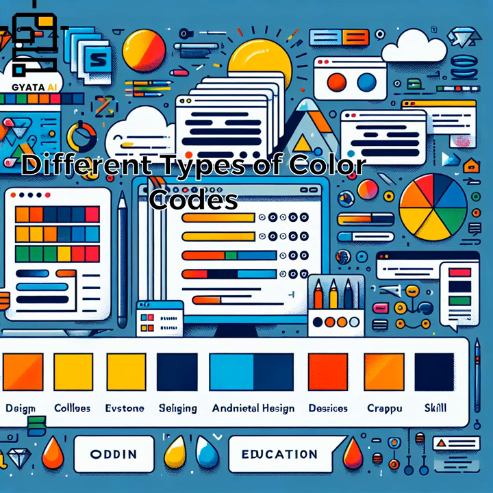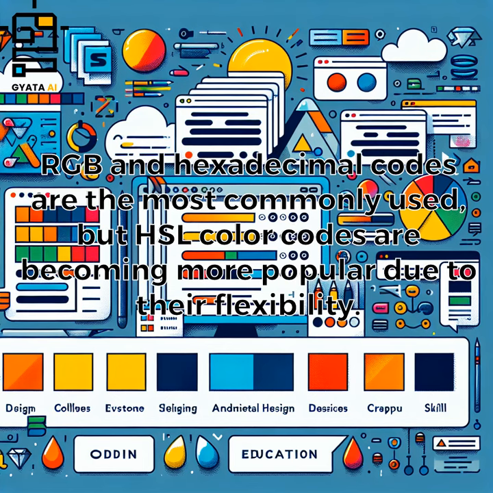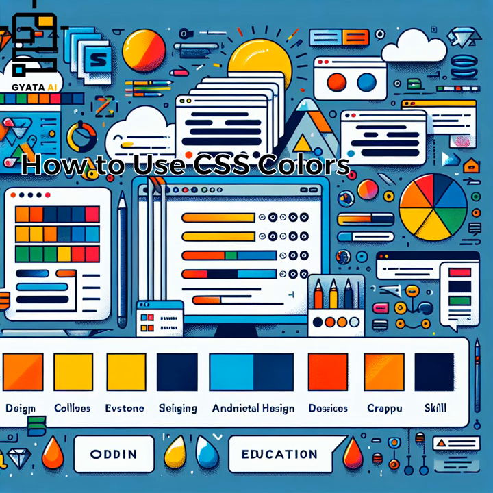Different types of color codes. 3 main types of color codes used in web design are RGB, hexadecimal, and HSL. RGB and hexadecimal codes are the most commonly used, but HSL color codes are becoming more popular due to their flexibility.